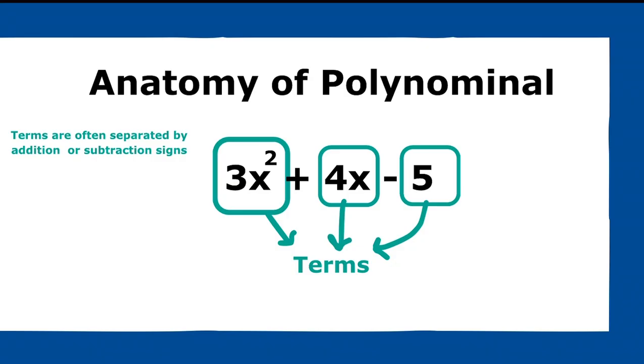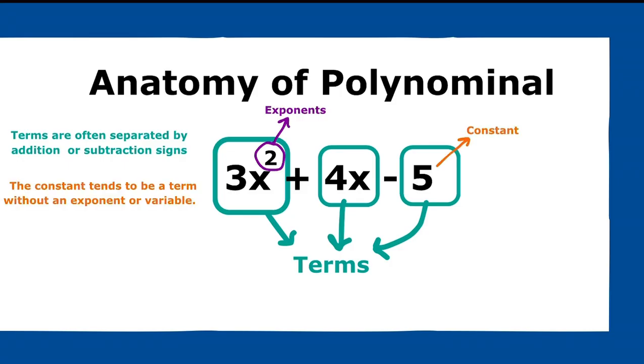Now let's look a little deeper into a term. A term can have an exponent just like our first term, 3x to the power of 2. But unlike that term, on the very far right, we have a term of just a 5. A term can also be alone and stand by itself. It's still a term. We call this a constant. A constant tends to be a term without an exponent or variable.